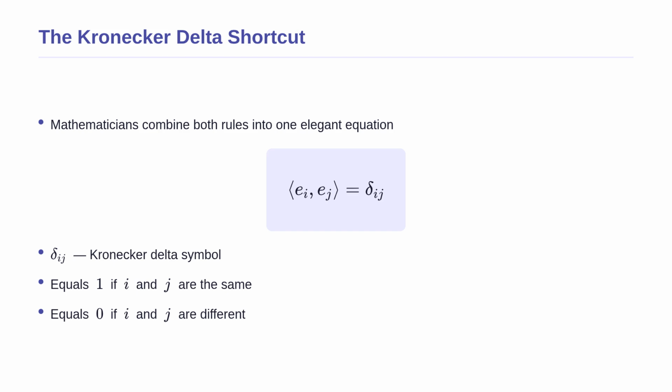If the labels i and j are the exact same, the delta equals 1, which proves the vector has a length of 1. If the labels i and j are different, the delta equals 0, proving the vectors do not overlap. So as you change the variables, the output perfectly flips between 1 and 0, capturing both of our strict conditions in one tiny package.